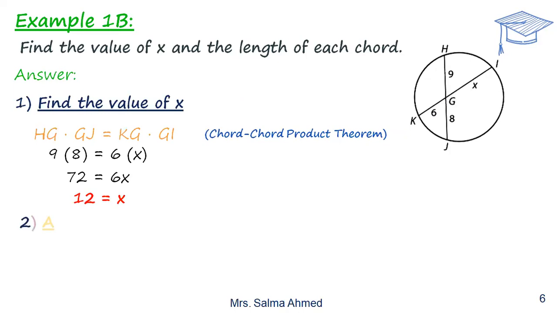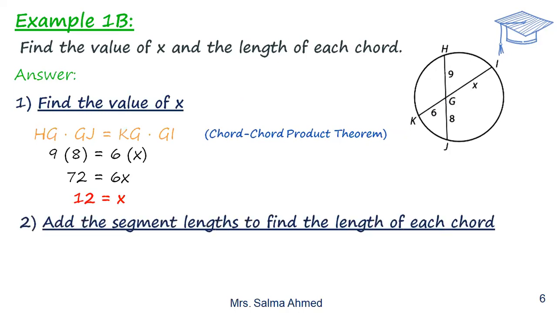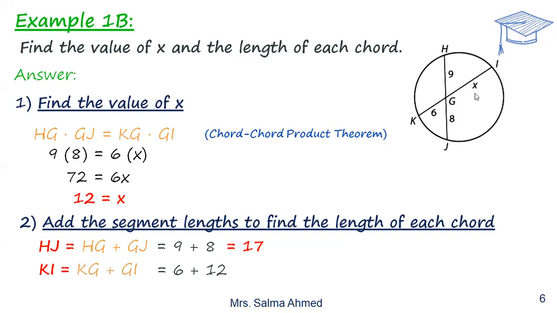After getting X, I can find the chords by adding the segments to each other. So if I need to get HJ, it will be 9 plus 8, which equals 17. And if I want to get KI, which is 6 plus X, and X here is 12, I'm going to add 6 plus 12, which equals 18.